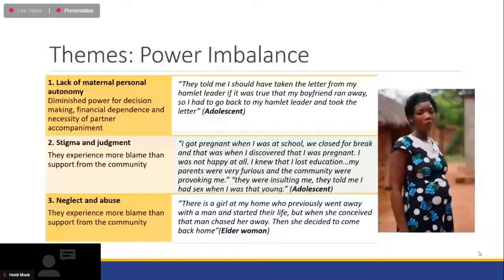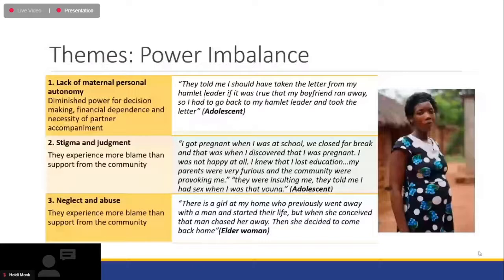Another finding was stigma and judgment, as the community expresses more blame than support toward these adolescents. Sometimes they are very cruel and provoking. They are very furious, insulting them: why are you young children getting pregnant at this age? Why do you have sex at this age? So it's more of judgment, more of stigma. So sometimes they are afraid to present themselves to the clinic to get services.